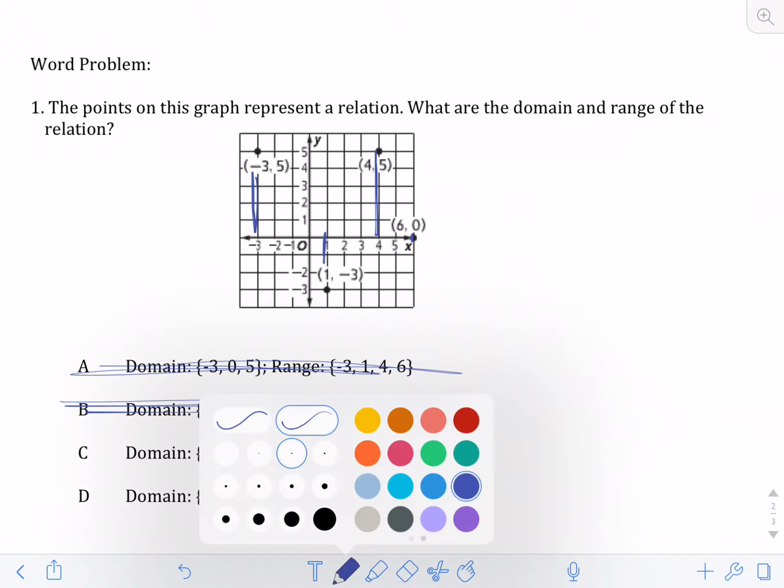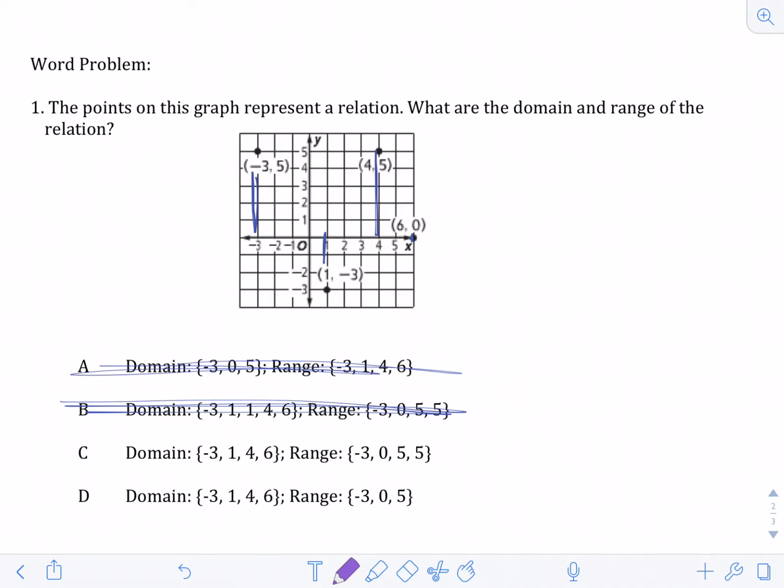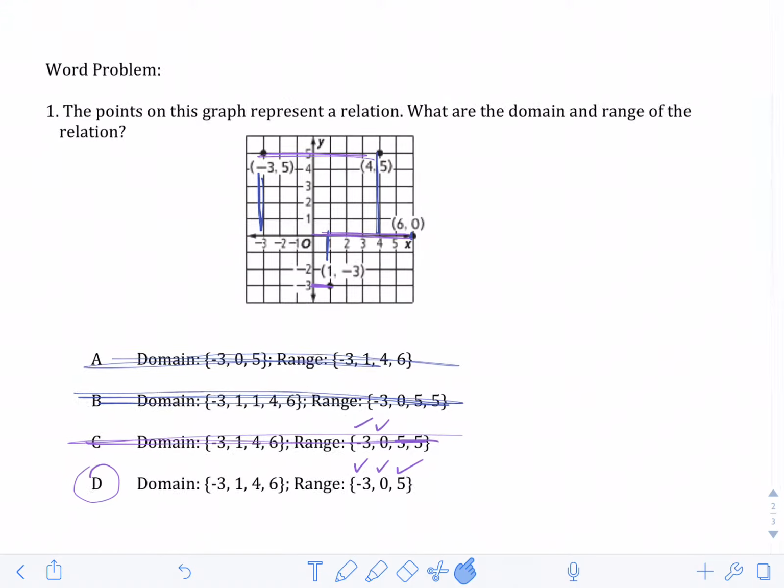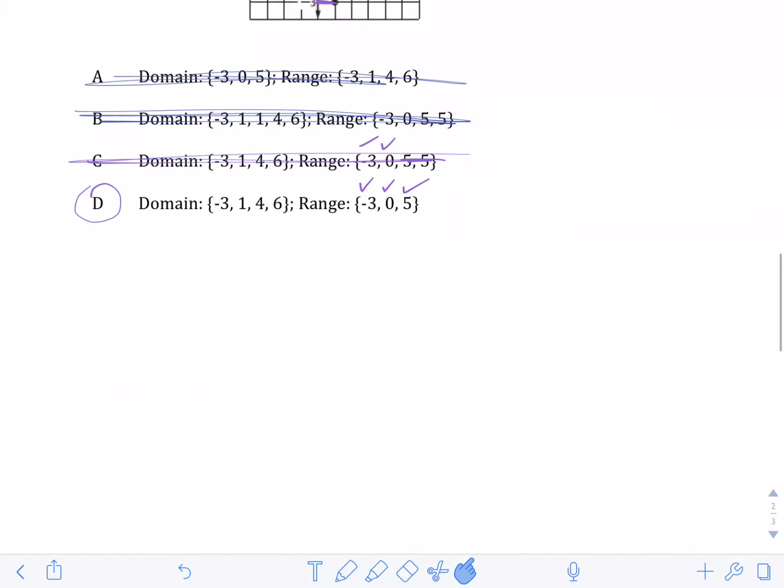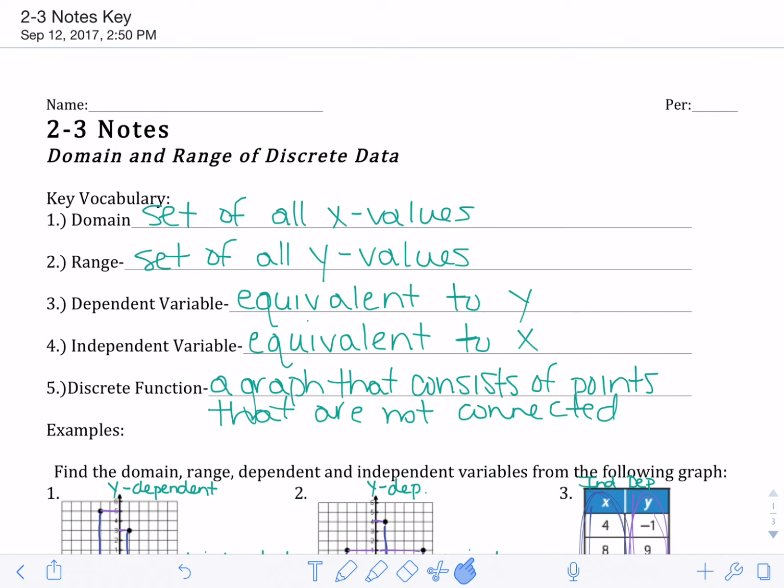All right, now we're down to the range. So range, I go bottom to top. So bottom, boom, -3, we're good. 0 is the next one, we're good. Okay, so -3, 0, good so far. And then we have 5. But remember, even when there's two 5s, you only write it down one time, because mathematicians are lazy and we don't want to write anything more than once. So that part's wrong, so C is all wrong. D is the correct answer. And yeah, that is it. So those are your notes.